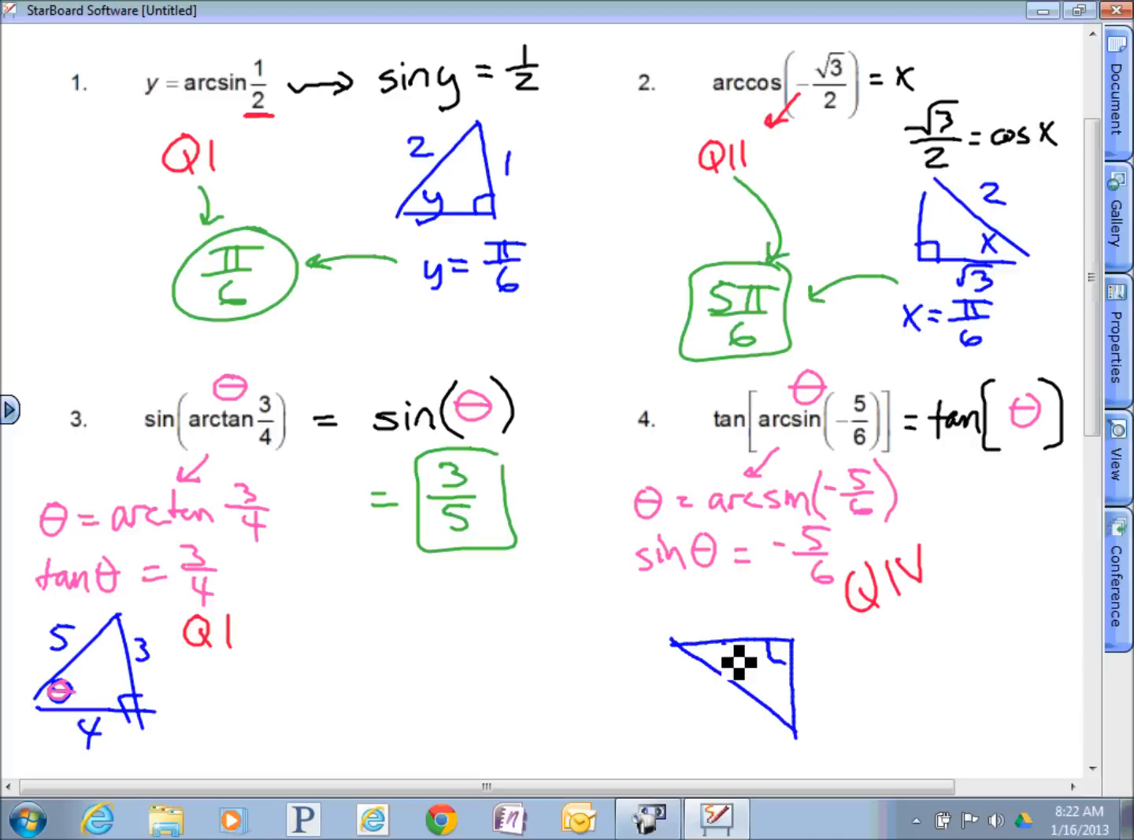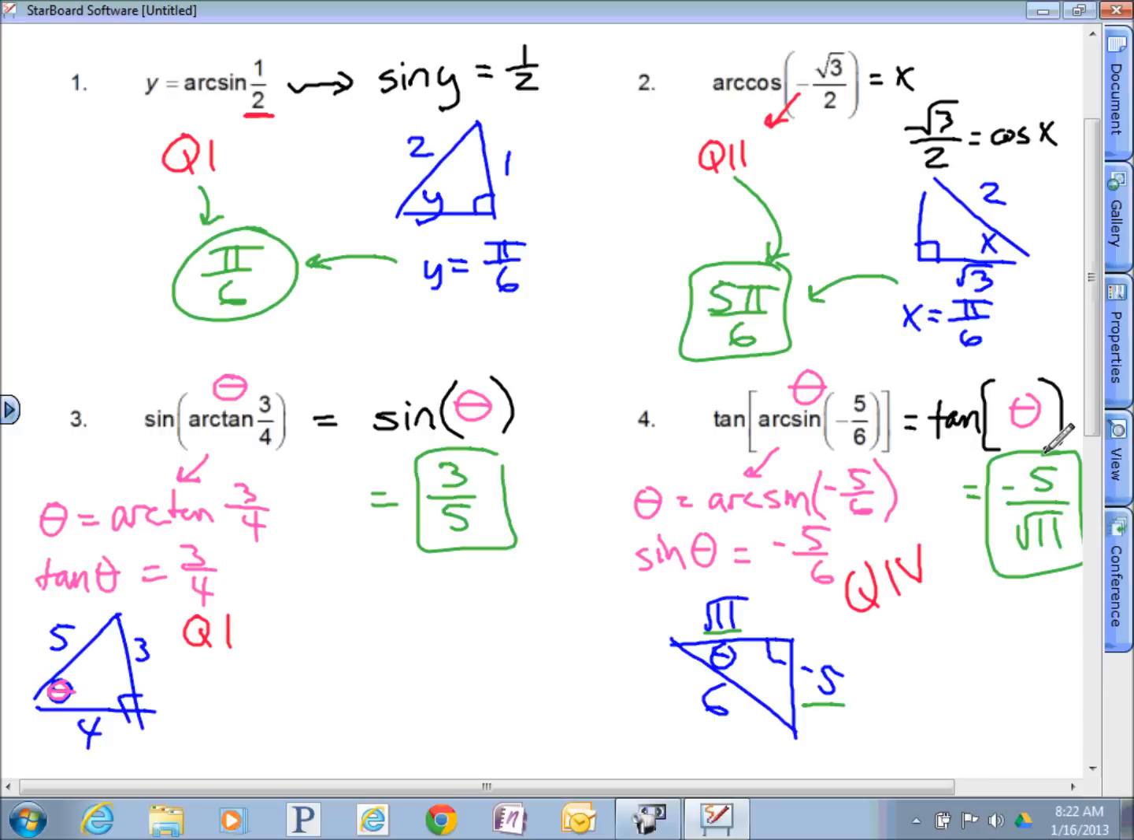Okay, here's what theta is. It's in quadrant number 4. My opposite side is a -5 because it's going downward in quadrant number 4. My hypotenuse is a 6. Now we're still going to end up with this root 11, but if we're in quadrant 4, the horizontal distance is positive, the vertical distance is thought of as being negative. So now if I go to find the tangent, my opposite side is -5. My adjacent side is my root 11. I'm going to end up with -5 over root 11 for the tangent of theta.